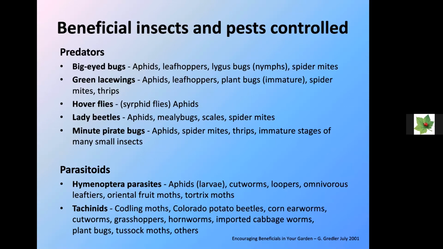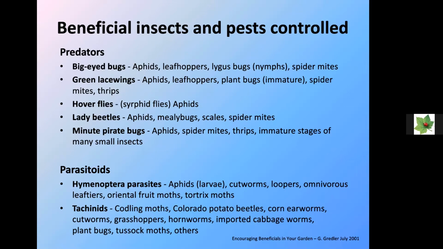And then we have our parasitoid wasps. There's a couple of different kinds, and they're eating a lot of the different cutworms, loopers, which is another worm that you're going to see, different fruit moths, and the tortrix moth, which I don't know of that one specifically. And then the tachinids, which is another type of parasitoid, are eating the different codling moths and the Colorado potato beetle. Corn earworms, cutworms, hornworms, the imported cabbage worms, and different tussock moths and different other plant bugs.